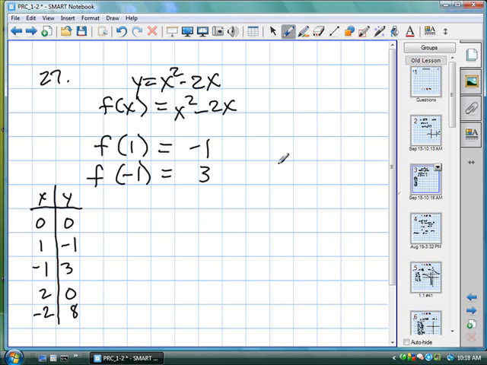Okay, now make yourself a little grid. Sorry this is so sloppy, but okay, we got the point (0, 0). We got the point (1, -1). (-1, 3). (2, 0). (-2, 8).